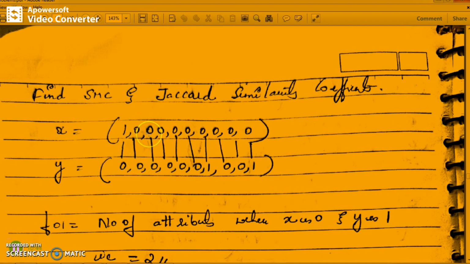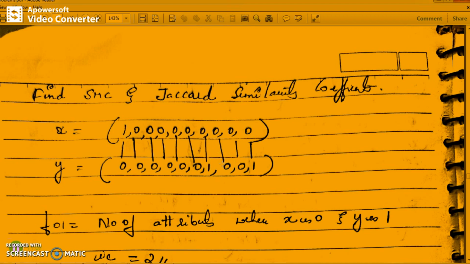Go to the next value. Again X is equal to 0, Y is equal to 0. Count became 2. Again here 0, 0. Count is 3. Again here 0, 0. Count is 4. Again 0, 0. Count is 5. Again 0, 0. Count is 6. And again 0, 0. Count is 7. So F00 became how many? Total 7 values you have here where X is equal to 0 and Y is equal to 0.